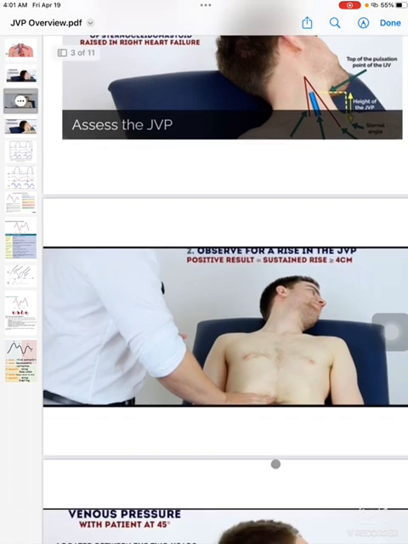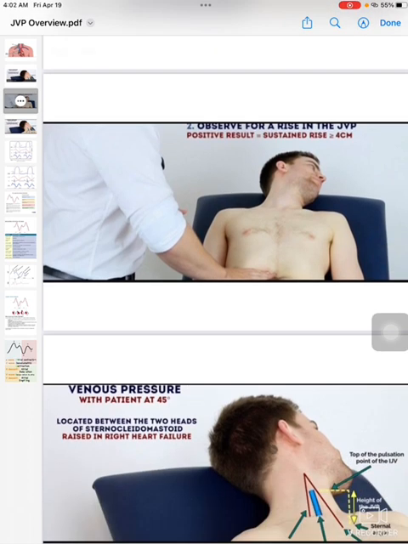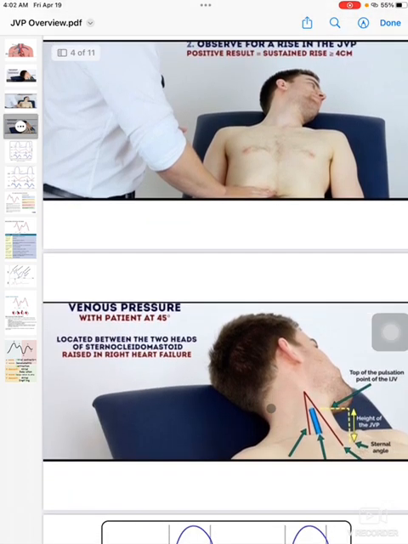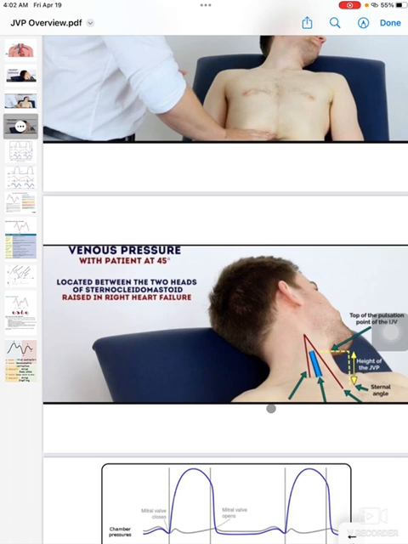Now we'll discuss the causes of raised jugular venous pressure. A raised jugular venous pressure indicates the presence of venous hypertension. Cardiac causes of raised jugular venous pressure include number one, right-sided heart failure, number two, tricuspid regurgitation, and number three, constrictive pericarditis. Right-sided heart failure is commonly caused by left-sided heart failure.